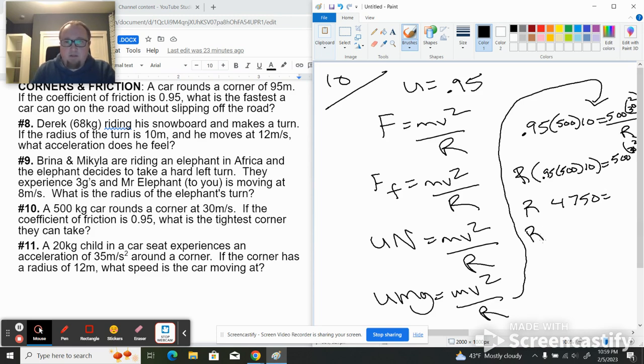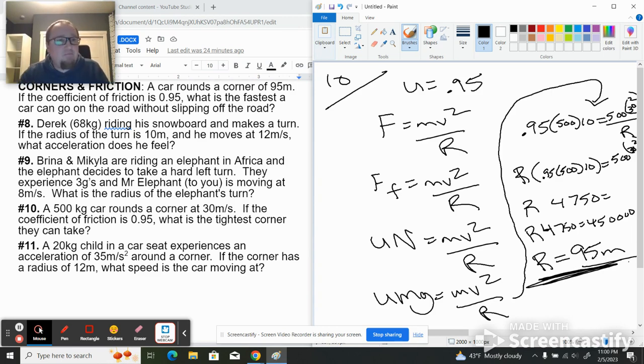Okay, so the radius times 4750 equals 450,000. I got to divide both sides by 4750. I get 95 meters. Notice that the tightest corner you can take is 95 meters.